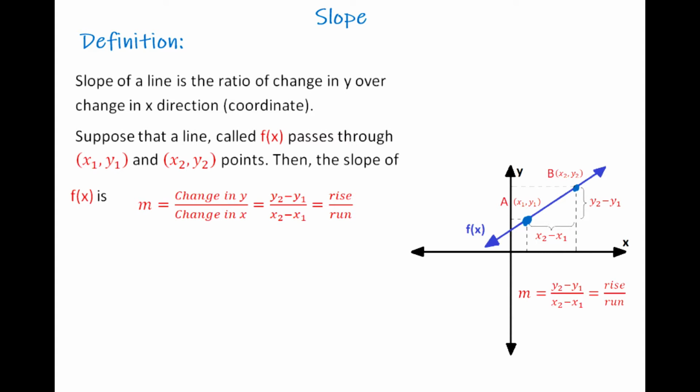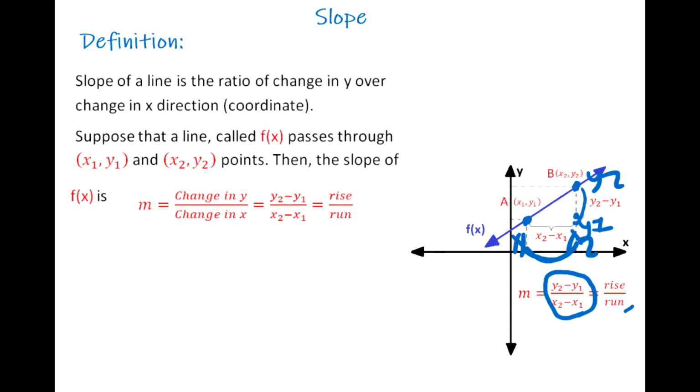And if you want to find the slope of that f of x line, then we just look at the change in y and change in x. Here, this point is y1 and that point is y2. The difference here is y2 minus y1. Here, this point is x2 and that point is x1. So here the change is x2 minus x1. So we can write that slope is y2 minus y1, which is the change in y direction, over x2 minus x1, which is the change in x direction.